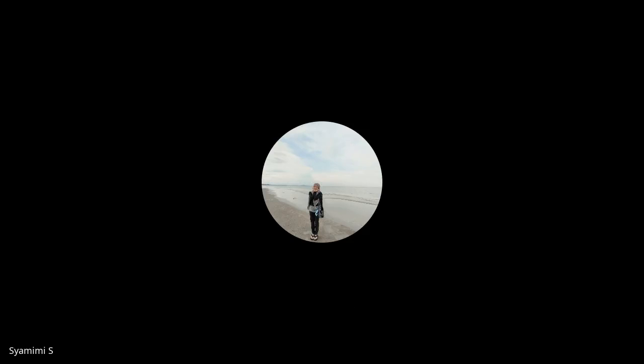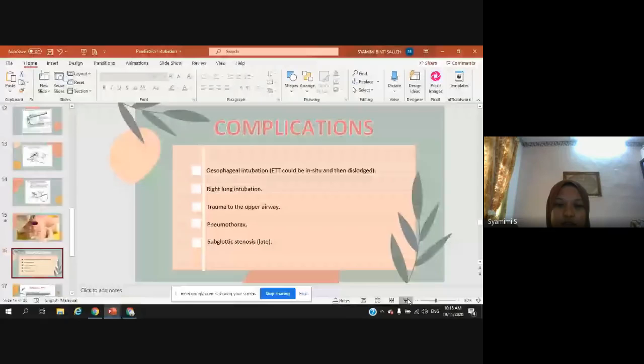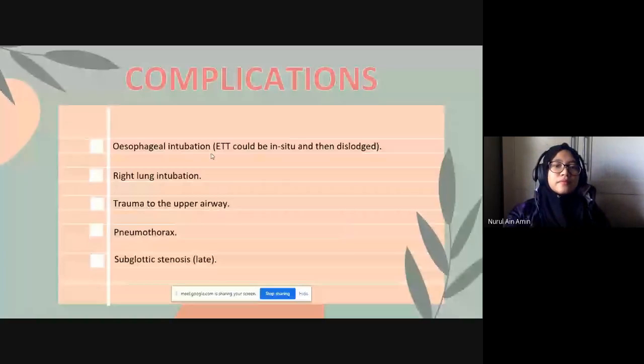Last one is the conclusion. Can you see the slides back? Yes. Wait, it's loading. Now we can see.